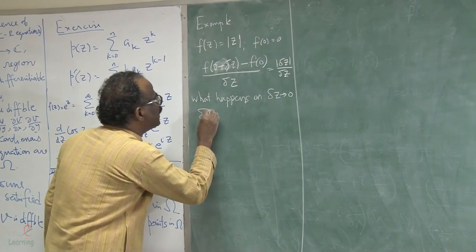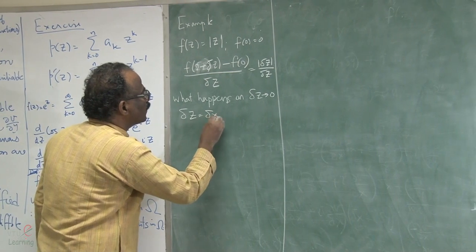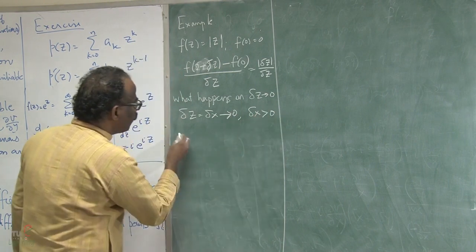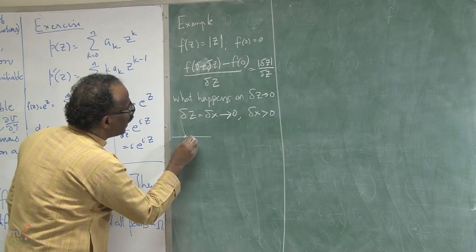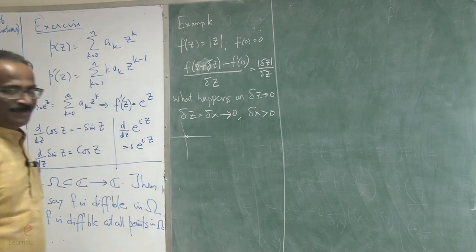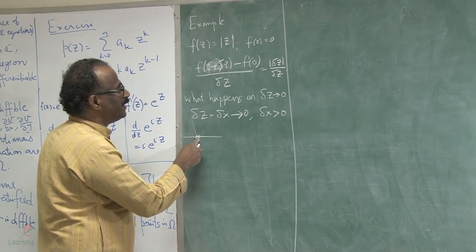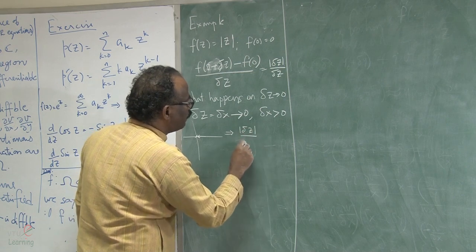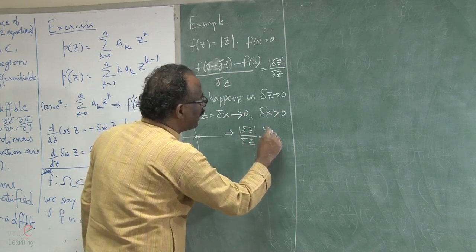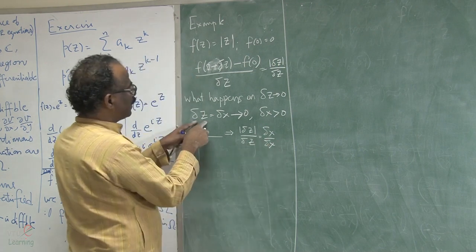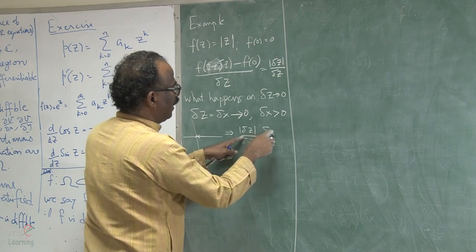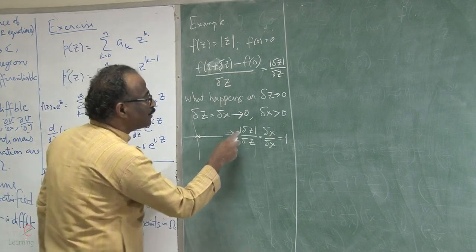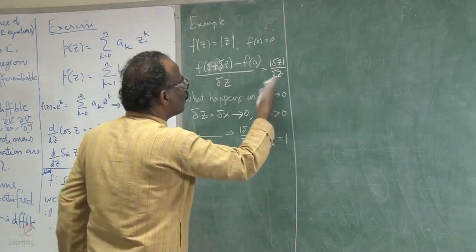Suppose I choose delta z equal to delta x tending to 0, and I am also taking delta x positive. So I am approaching along this direction. If I am approaching from that direction, then mod delta z by delta z is equal to delta x by delta x, because mod delta z is mod delta x and delta x is positive, so I get 1. All the time it goes to 1.